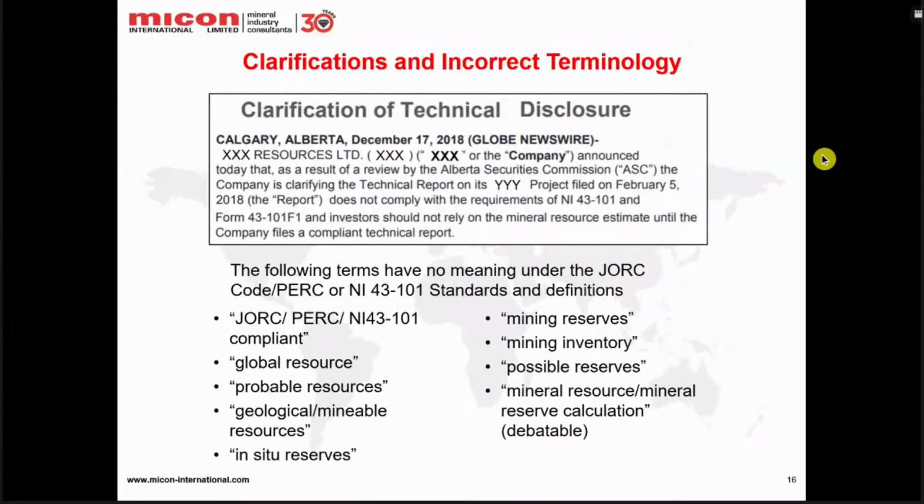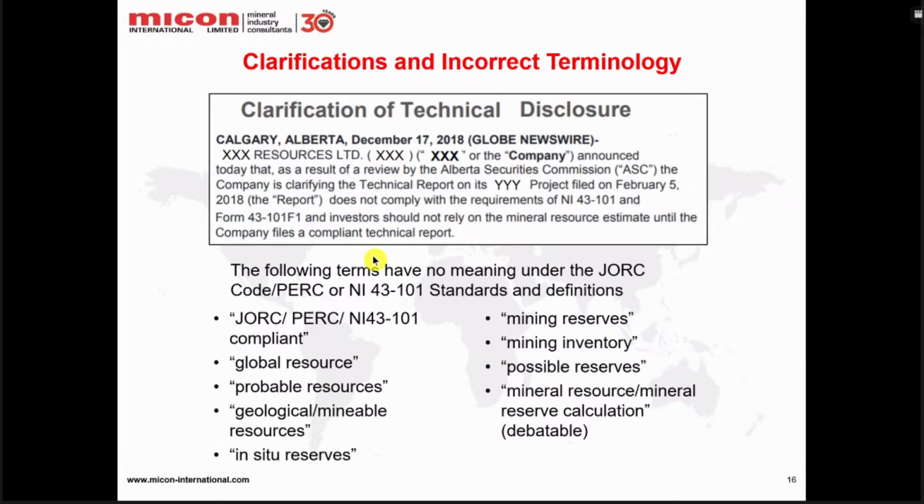Practically, the regulators think that they have the word mineral for a reason. We don't know how much of this will be mineable because it's changing all the time. So the whole phrase geological mineable resources is not acceptable, or in situ reserves. We like the word in situ because it shows everybody that it's still in the ground and not something for a stockpile or a man-made deposit like tailings, but the term is not acceptable. Mining reserves: usually reserves are mineral reserves or ore reserves. These are the two terms in the reporting code. The regulators don't like mining inventory.